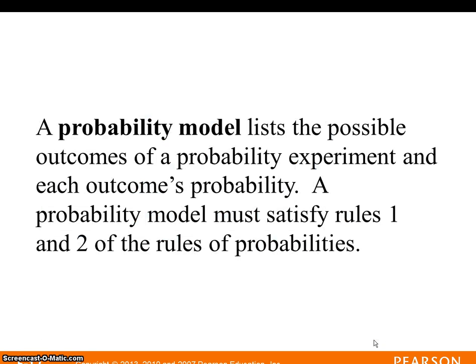So those will be the basic rules we'll be using. So let's look at some other things here, and we'll come back and use these rules. But a probability model lists the possible outcomes of a probability experiment and each outcome's probability. A probability model must satisfy rules 1 and 2 of the rules of probability that we just saw, right? So all the probabilities have to be between 0 and 100%, or between 0 and 1, and the probabilities have to add up to 1, or in other words, 100%.